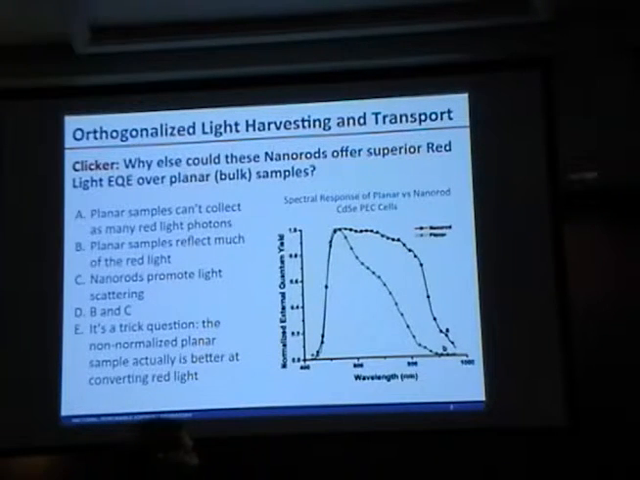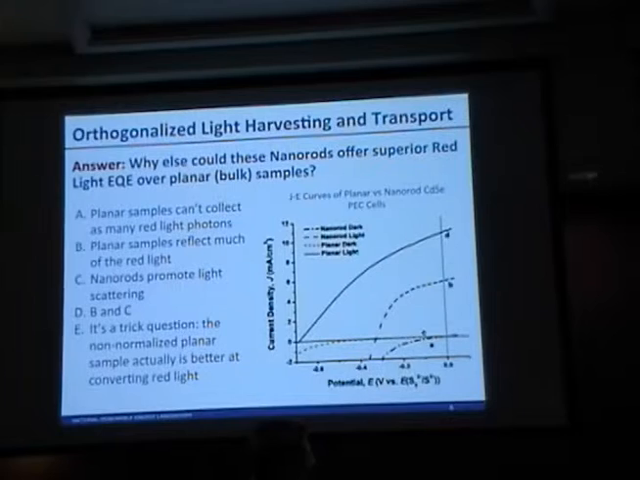If you look at the JV curve, or JE curve, as Nate Lewis has plotted it here, this is the JV curve of the planar sample in the light. And that's versus the red curve, which is the nanorod sample in the light. So it is a much better material for photoelectrochemical, whatever reaction they're doing here, probably hydrogen production, than the nanomaterial.